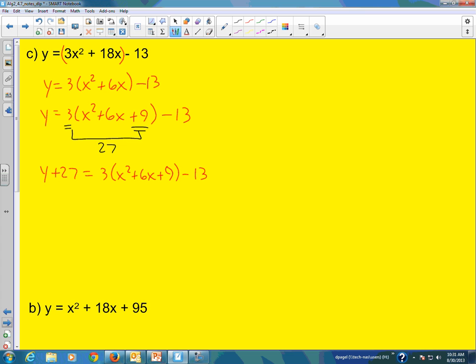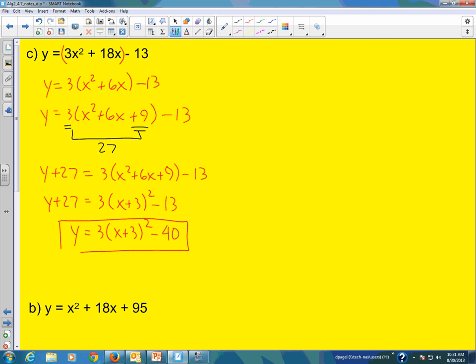Now we're ready to, on the perfect square trinomial, put it into our binomial squared form. So x plus 3 squared minus 13. And then simply kick that 27 back over to the right-hand side by subtraction. And I get negative 40. And now I'm in vertex form.